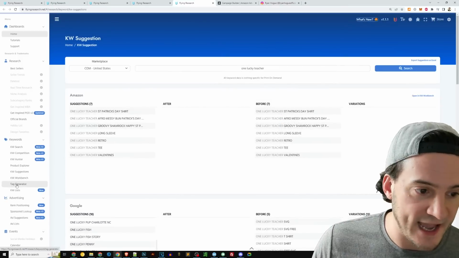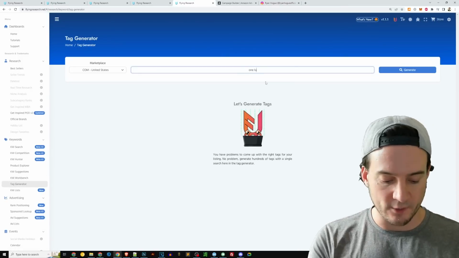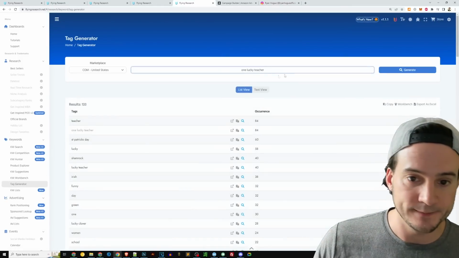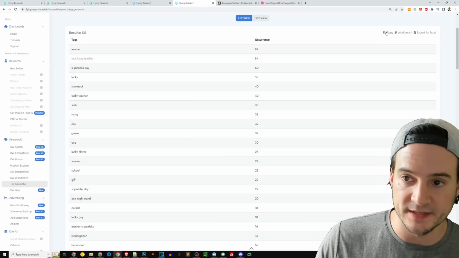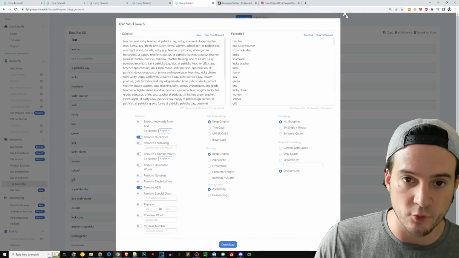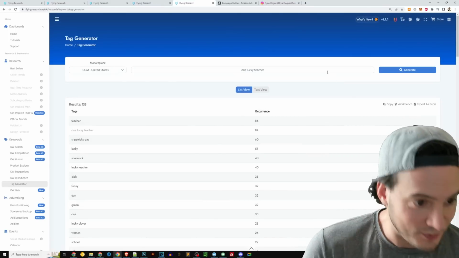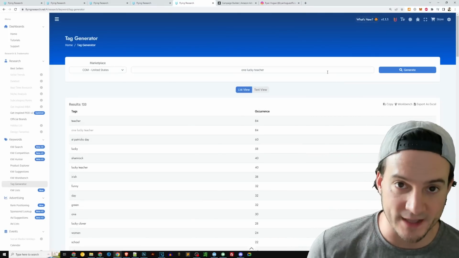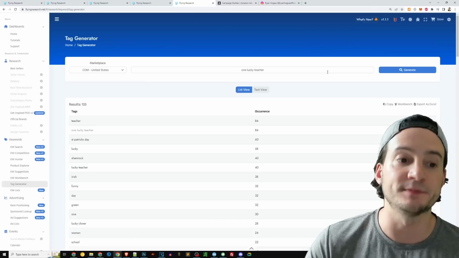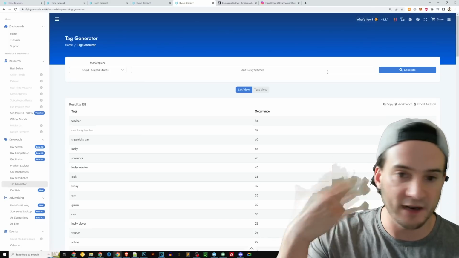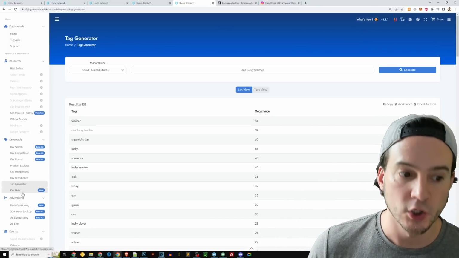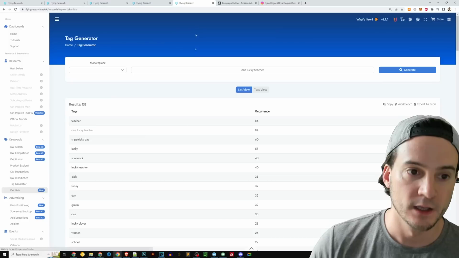Beyond that, guys, there's a tag generator. So we can say one lucky teacher, generate. Again, you can copy the tags here. You can launch them in the workbench if you want to as well. It's crazy that this is free. This is so powerful. It's doing all the work for you. It's saving so much time. And these are steps that you shouldn't skip, period. Even outside of the context of ads, you still need to provide good keywords with your listing.